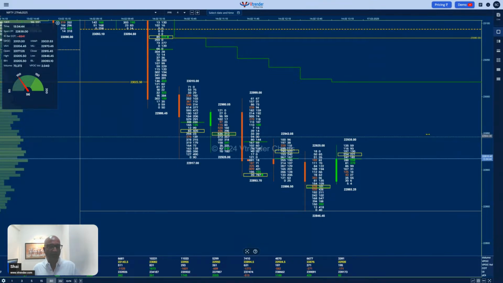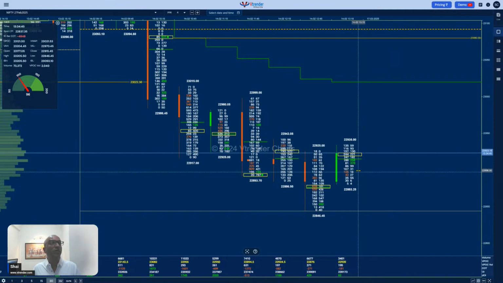So just to quickly sum up where we are right now, we are at an important zone, 22,900 still. We are trading around that. I'd like to give this market a few points over here and there, maybe 25, 30 points, because this is an important zone and the market is going to be doing something at this zone.